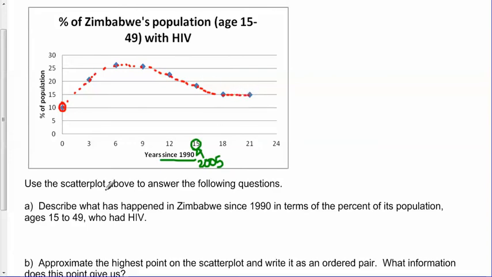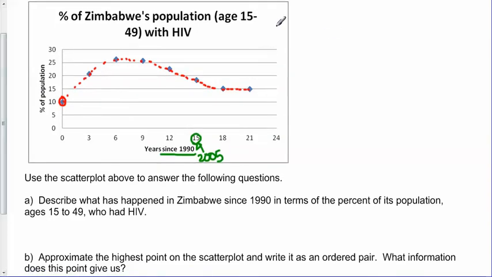Okay. So if we want to describe what's happening in terms of the HIV, we could say, well, since 1990, during the first 6 years, so from 1990 to 1996, there was a large increase in the percent of the population that had HIV that was in that age group. And then it leveled off for about 3 years, and then it started a gradual decline, but now it started to level off. So that's what this graph is telling us. It's telling us something about the story of Zimbabwe in terms of its battle with HIV among its population. Okay, so that's how we can kind of put some words to that.